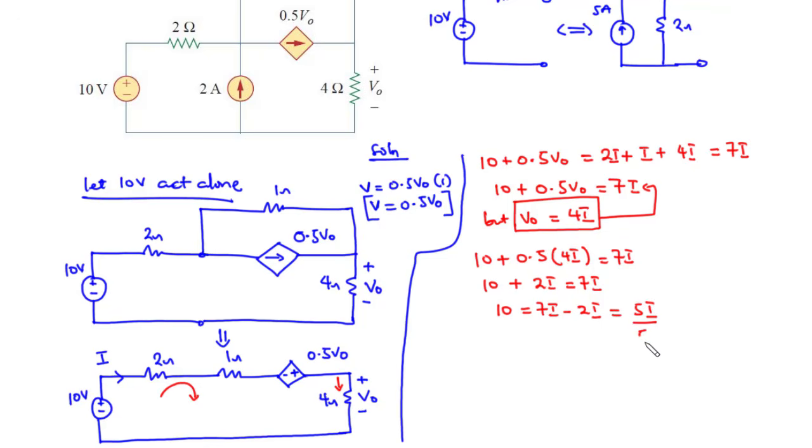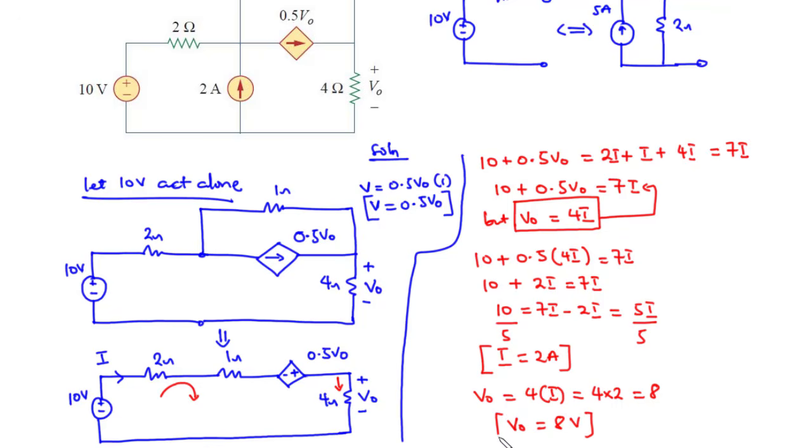So we divide through by 5. We have I equal to 2 amperes. So this is the value of I. Now to find the value of V naught, that is equal to 4 times I, and then we have 4 times 2, which is equal to 8. Therefore V naught is equal to 8 volts.